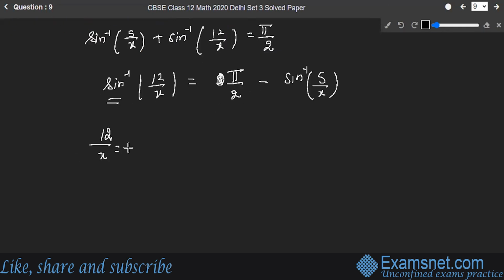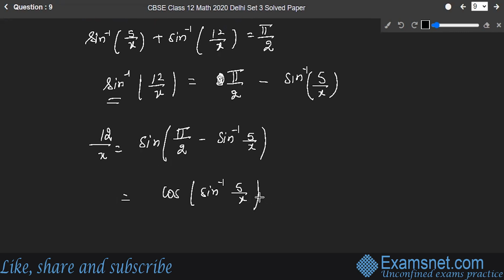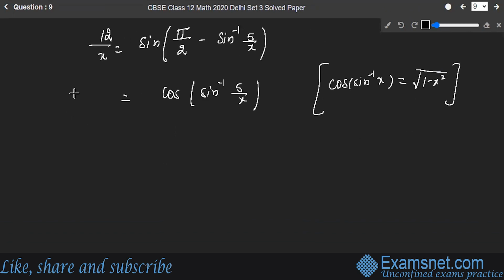So you will have 12 upon x is equal to sine of pi by 2 minus sine inverse of 5 by x. So sine of pi by 2 minus something will be changed into cos of sine inverse 5 by x. Now you have one more identity over here, that is cos of sine inverse x is equal to root of 1 minus x squared. So this 12 upon x is equal to root of 1 minus 5 upon x whole square.